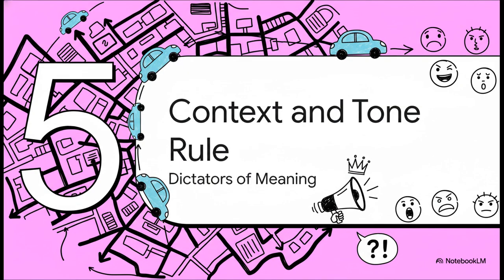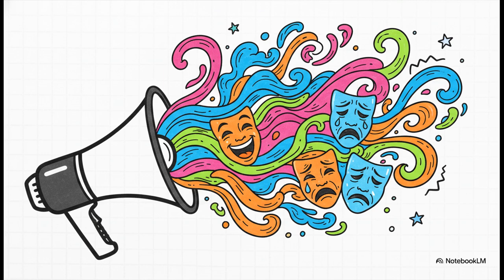Let's bring it all home with Section 5. Context and tone rule: the true dictators of meaning. Let's take a step back and really synthesize all these wild examples we just went through. Because what we've just seen proves that grammar is really just the vehicle. The true drivers are context and tone. And this is the absolute core takeaway you should lock in from today's explainer.